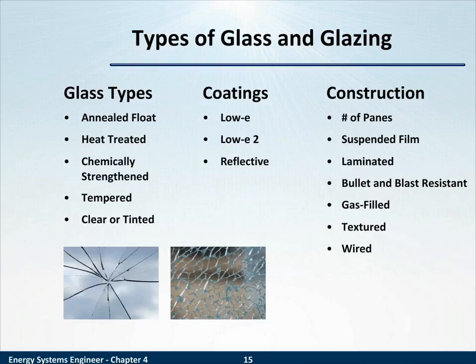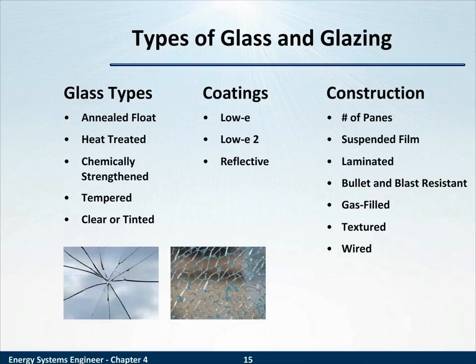First, on types of glass and glazing, we'll discuss glass types. The glass itself. The glass can be annealed. Annealed float glass is what you might consider regular glass, plate glass. The glass can be heat treated or chemically strengthened or tempered. And you do that for a couple different reasons. You can do it because you want the glass to be stronger for some performance characteristic, or you do it so that it will break more safely.